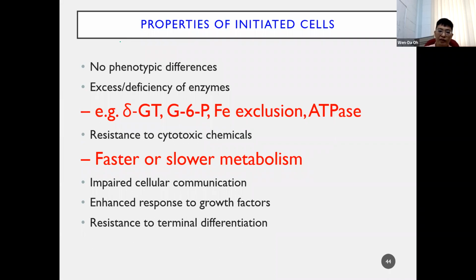Sometimes you can have excess or deficient certain types of enzyme. For example, you can have ATPase, glucose 6-phosphate, and Fe exclusion as well. You can have certain resistance to cytotoxic chemicals. Sometimes it can be slow growing, sometimes it can be fast growing. It depends on what kind of cancer cell that you have, right? You can have impaired cellular communication, enhanced response to growth factors, and resistance to terminal differentiation, right?